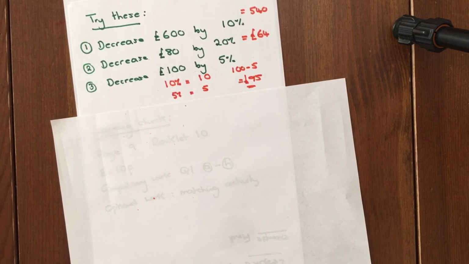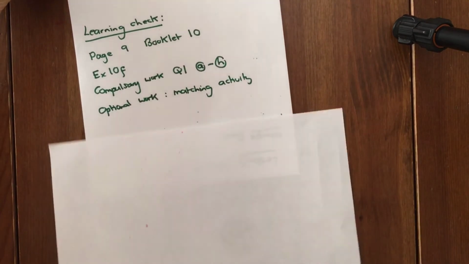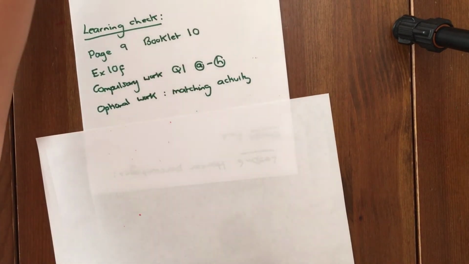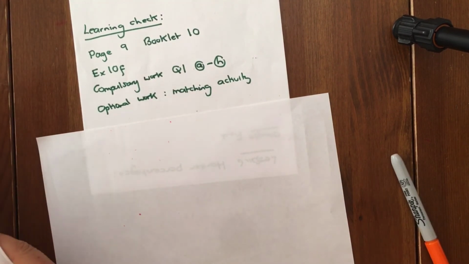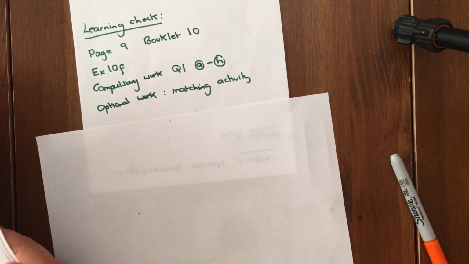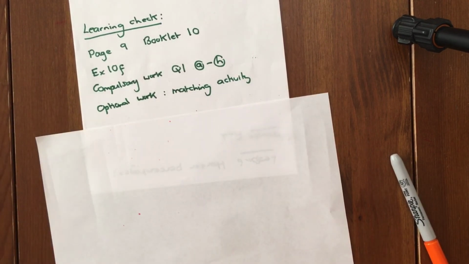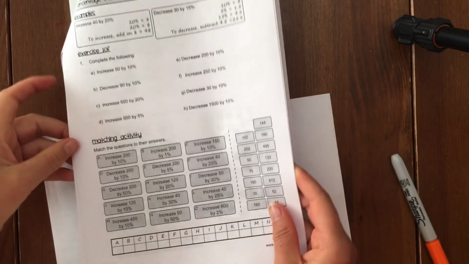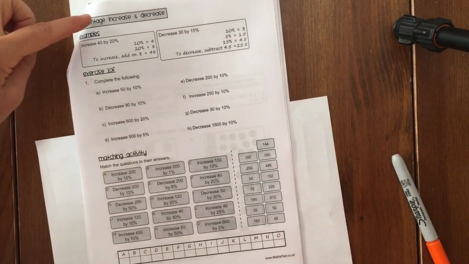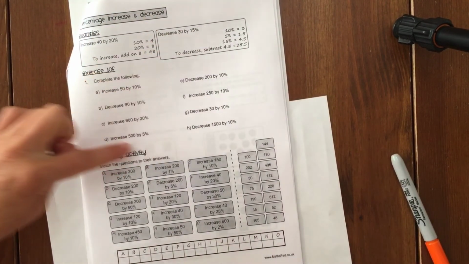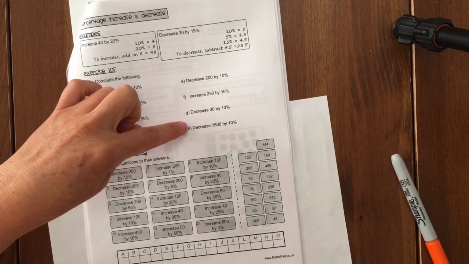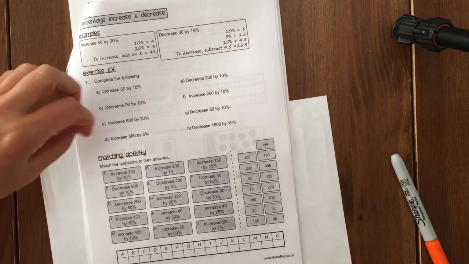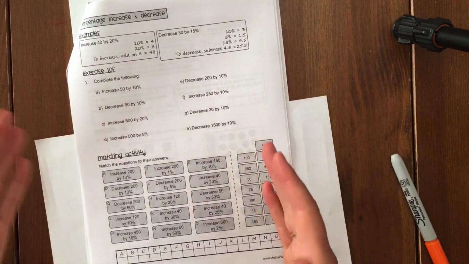Okay, well done guys, that's the end of the lesson. What I would like you to do now is your learning check, okay, turn to page 9 please of your booklet, exercise 10F, okay. So this is this booklet here. This is your compulsory work, please. Exercise 10F, question 1, A to H. Show me all your method. You might want to do that on paper rather than in here because there's not much room there.